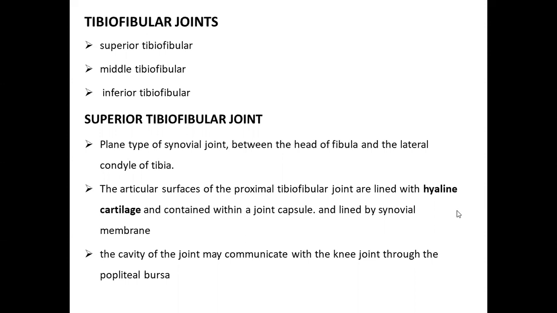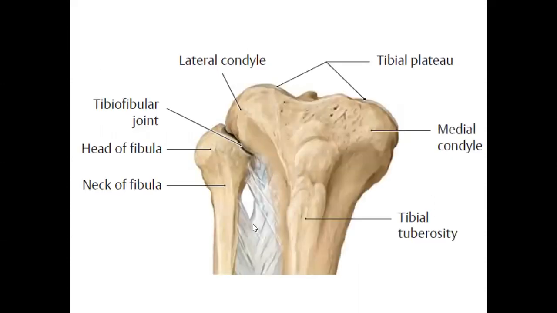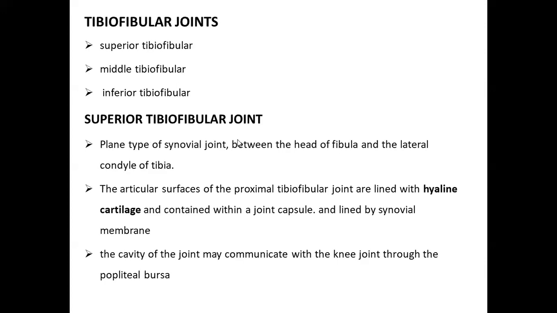Talking about the superior tibiofibular joint, it is a plain type of synovial joint. It is a joint that is present between the head of fibula and the lateral condyle of the tibia. So a joint present between the head of the fibula and the lateral condyle of the tibia.